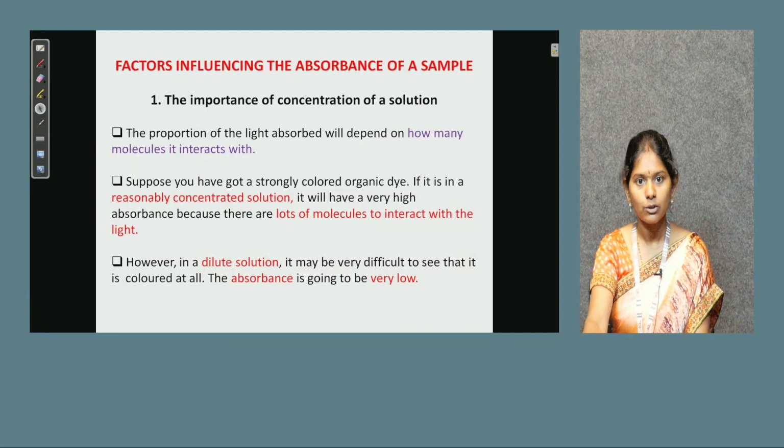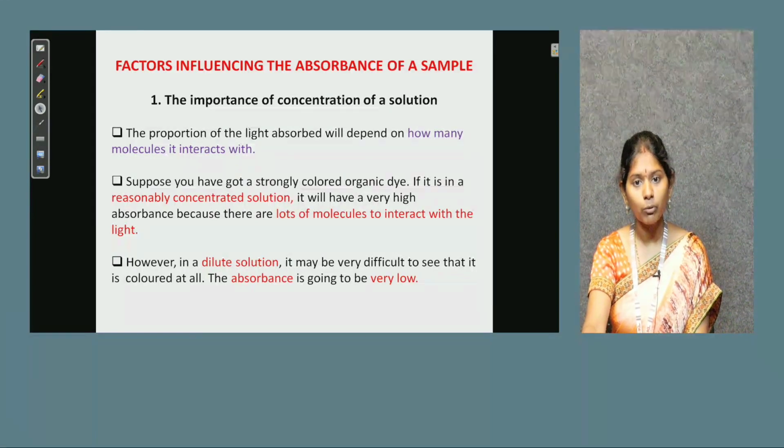with the light. Suppose you have a strongly colored organic dye at a reasonable concentration; it will have a very high absorbance because there are a lot of molecules to interact with the light. However, if we consider a diluted solution, though the solution volume is more, the colored molecules are very few, so the absorbance will be very low because the number of molecules interacting with the light will be very low.